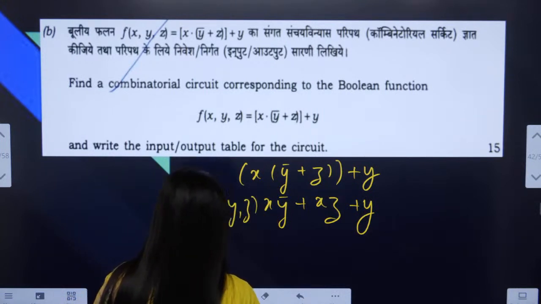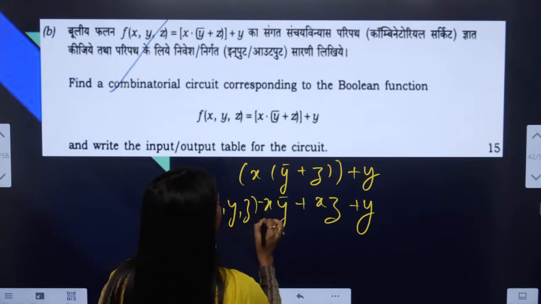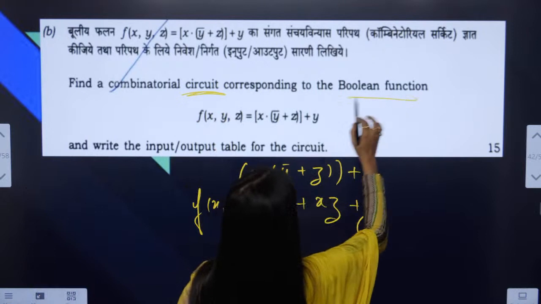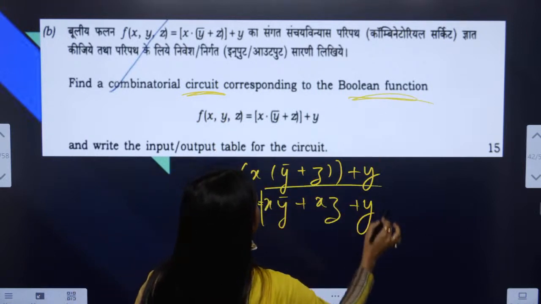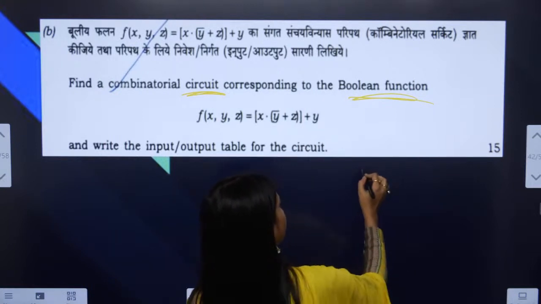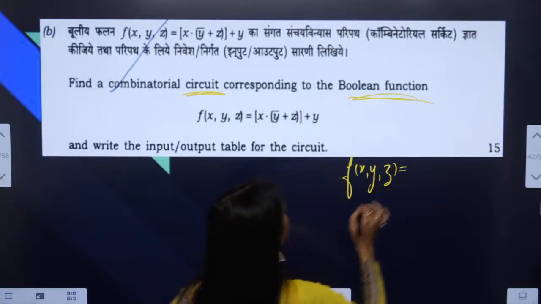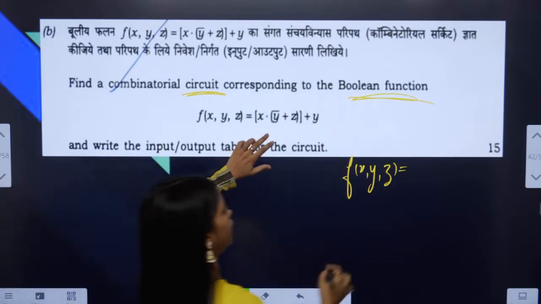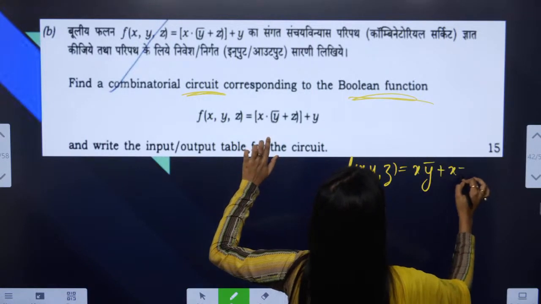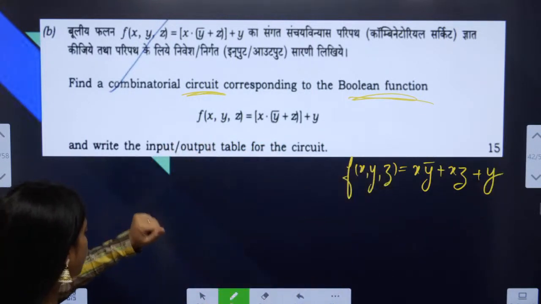The question was asked to find a circuit corresponding to the Boolean function that is given. Okay, not a very difficult job. Let me just write it over here: F of x y z is equal to x y dash plus x z plus y. You have to make a circuit corresponding to this.